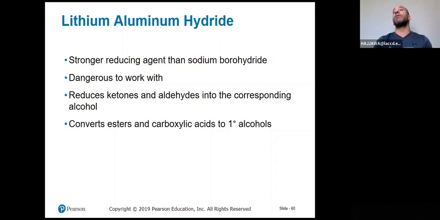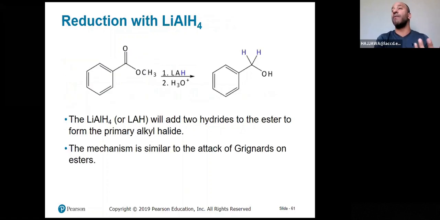How come? Sodium borohydride is too weak. It's less reactive compared to lithium aluminum hydride, which is much more powerful. Whether you say LiAlH4 or you say LAH, it means the same thing. So LAH is an acceptable abbreviation for lithium aluminum hydride. So you can see here an example of an ester. You end up making the OH out of the carbonyl, and this OCH3 leaves as an alcohol product. So you end up making a primary alcohol every single time you reduce an ester or a carboxylic acid.